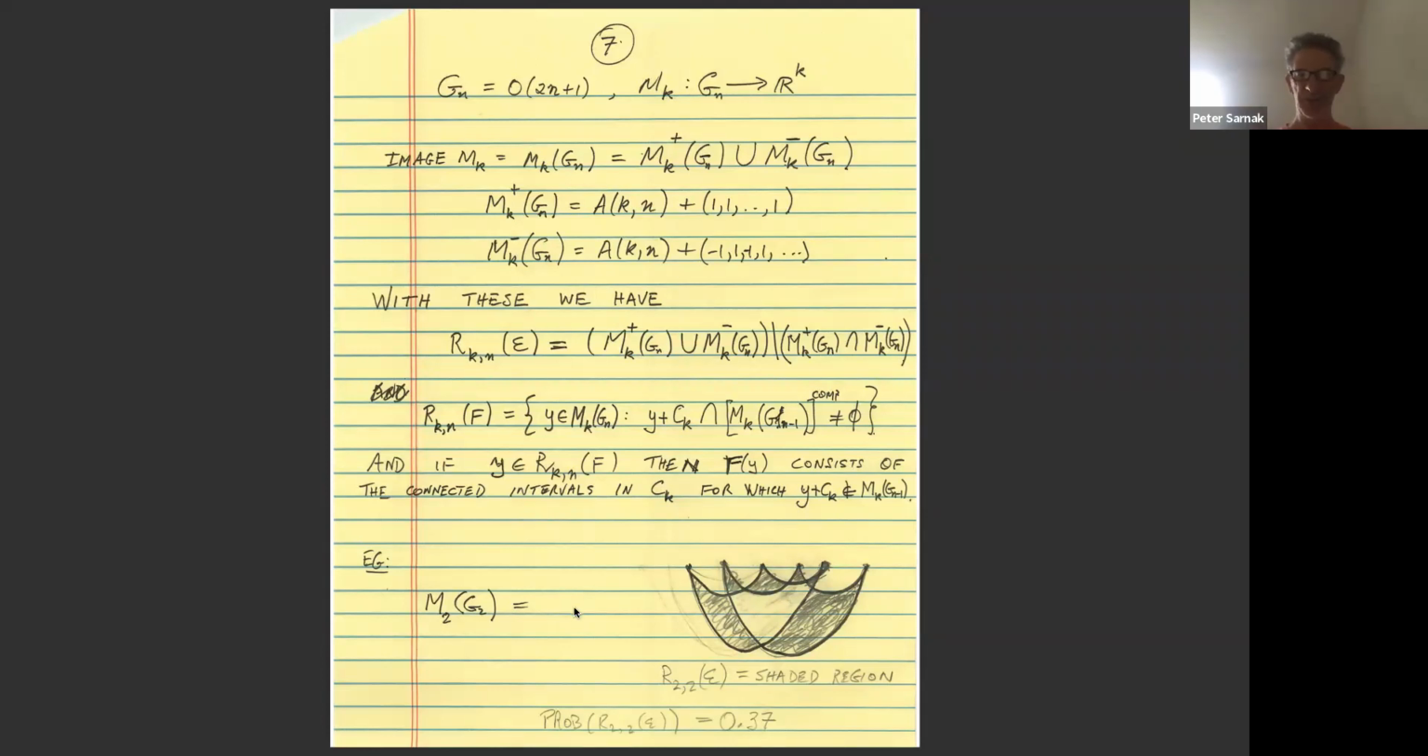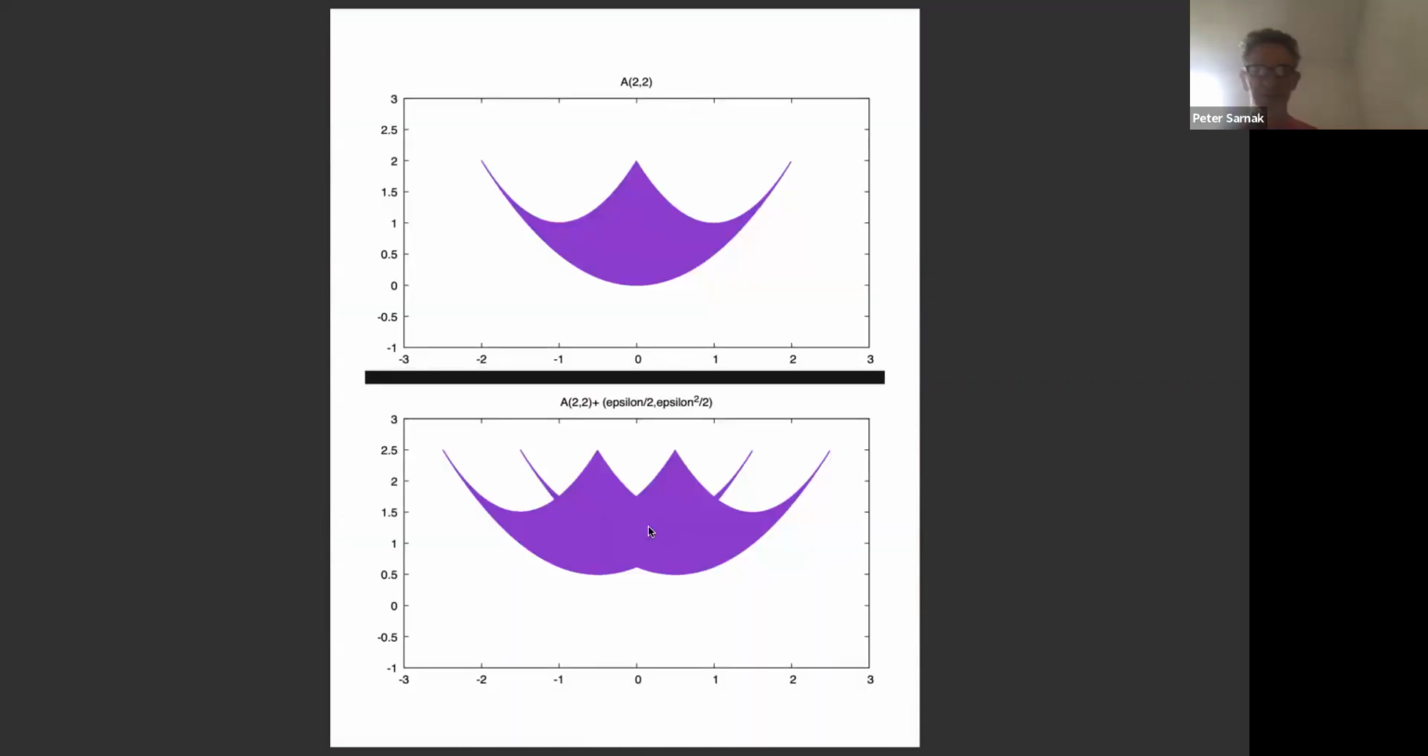So in terms of the moment map and in terms of these sets, this is the underlying problem. Here's a picture that Mike produced of this A_{2,2}, and this is the image, and the intersection is where you don't learn anything, and anything outside is what you learn. All right, so that's our setup.